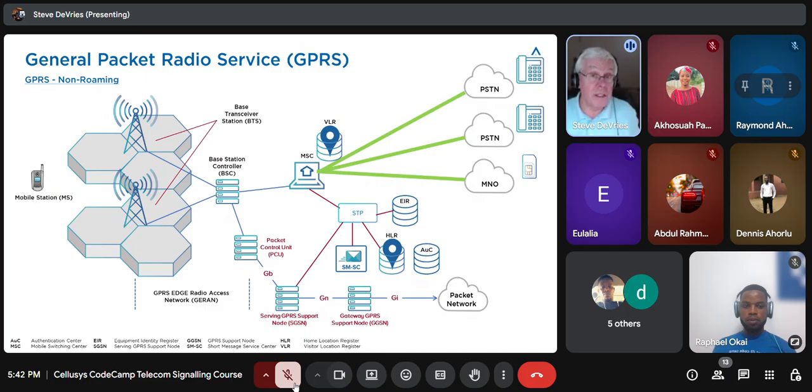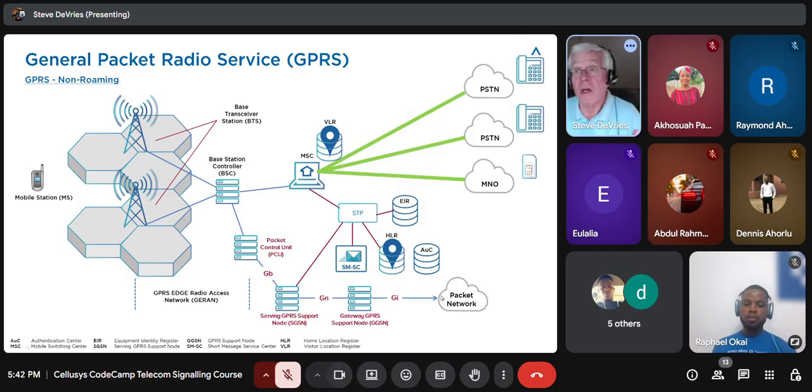This came about in the late 1990s. And that introduced this packet control unit here. It introduced 2 new devices here that access the packet network. One was called the Serving GPRS Support Node, or the SGSN. Another was called the Gateway GPRS, General Packet Radio Service Support Node. And that is how you would access the packet network.